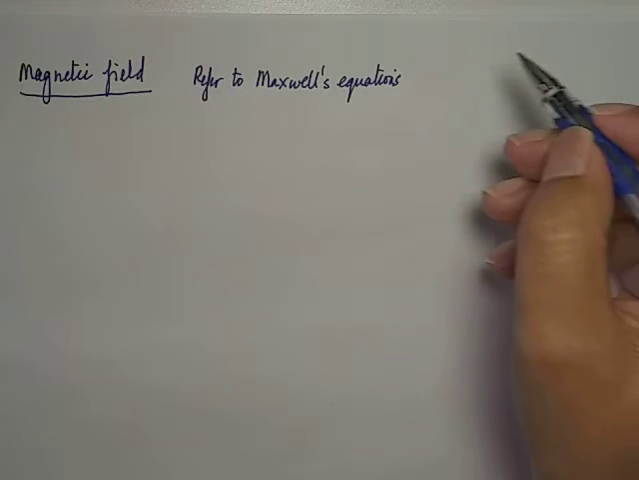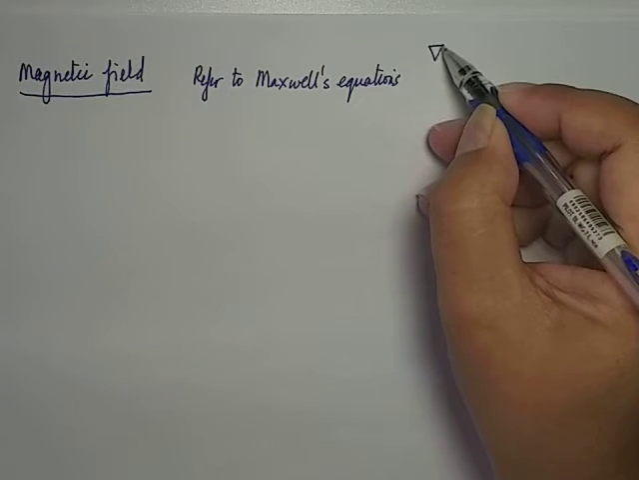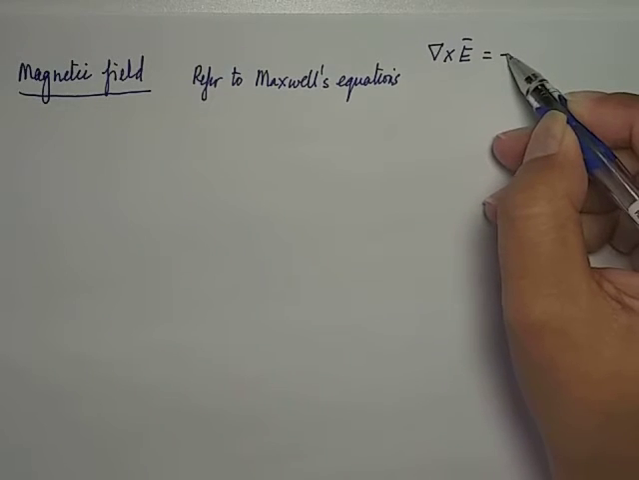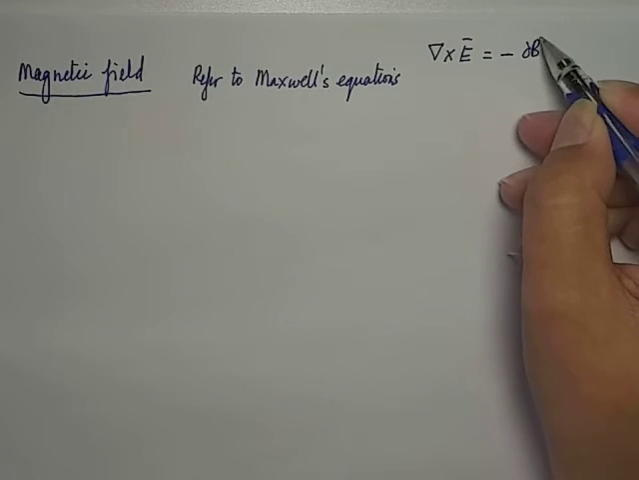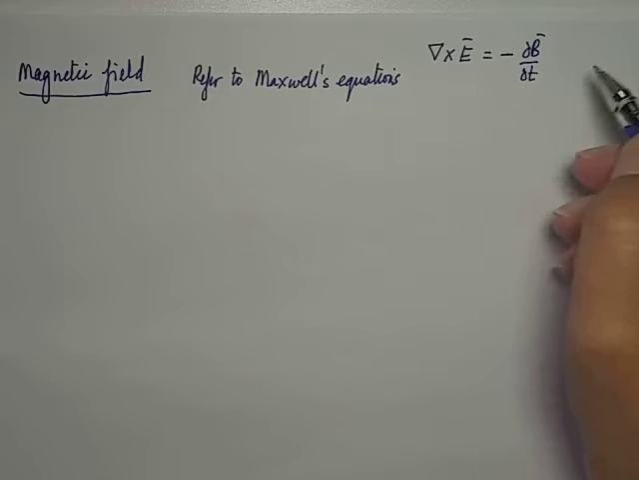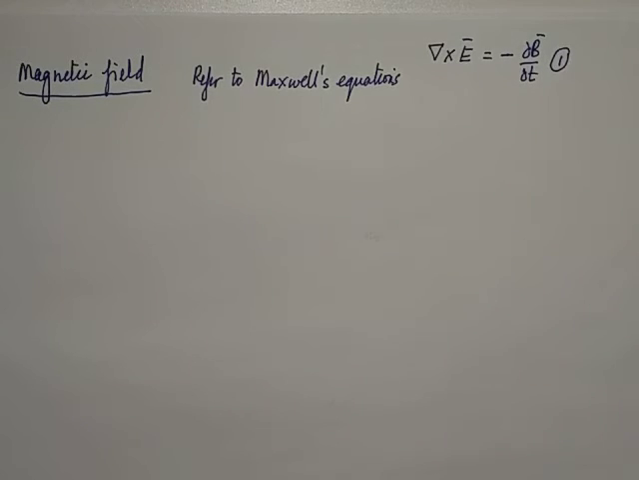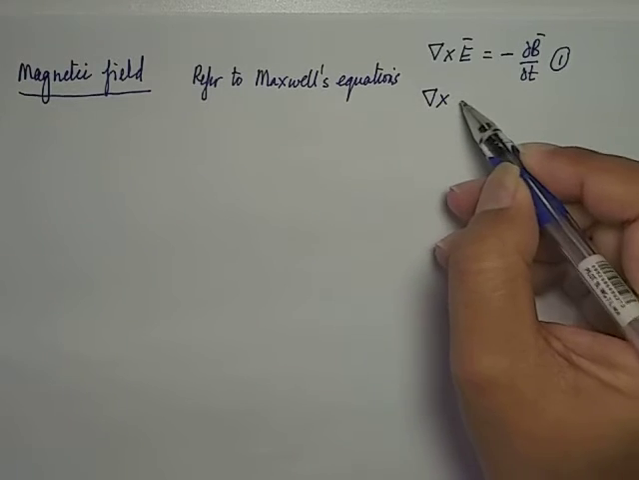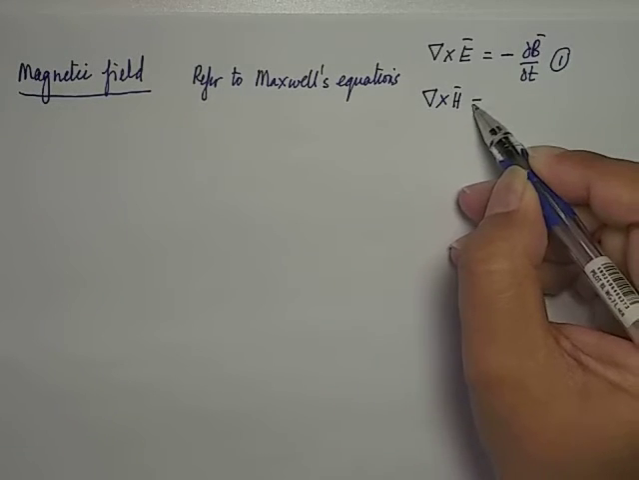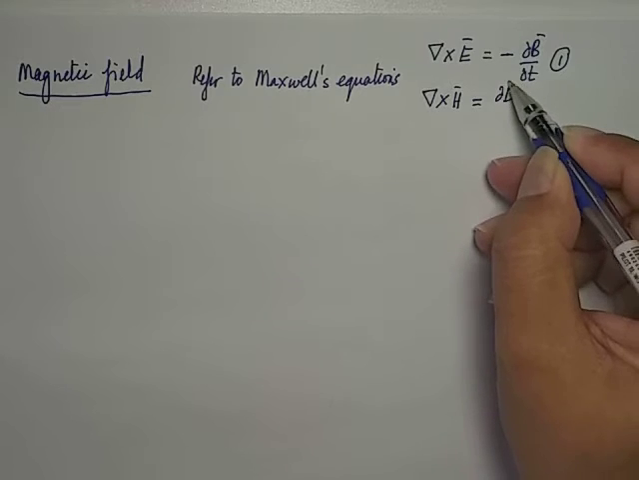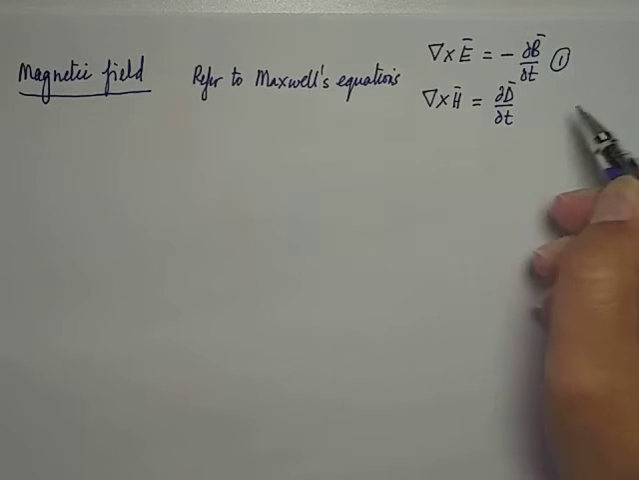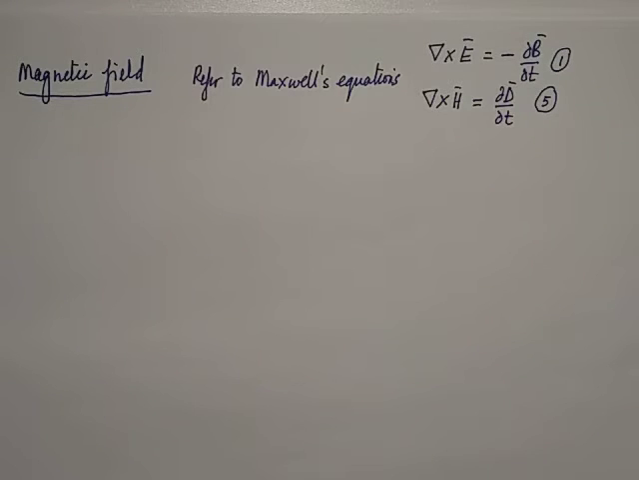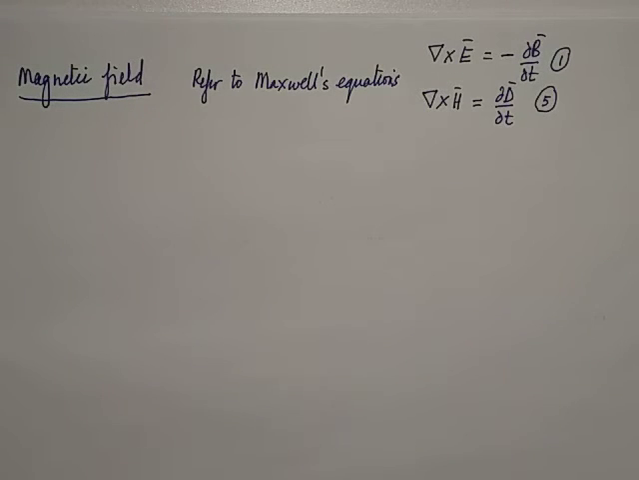Let's rewrite those equations. The first one, the curl of E equals minus dB over dt. We call it equation number 1. And the second Maxwell equation that we have simplified, the curl of H equals dD over dt. We denote this to be equation number 5, remember? These two equations are relevant to our discussion here.